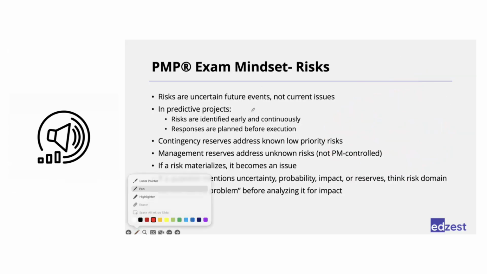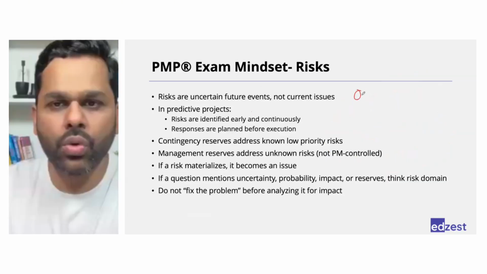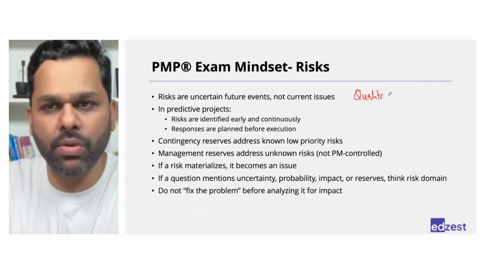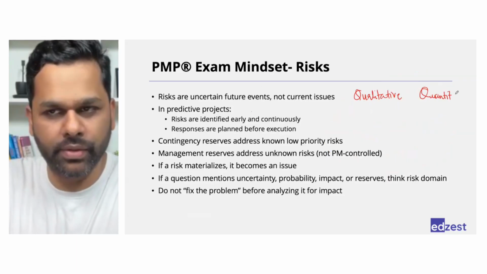Yeah, I have one question: how do we analyze risk? Do we have some specific tools for it? Yeah, there are two ways in which you analyze risk. One is called qualitative, and the other is called quantitative.